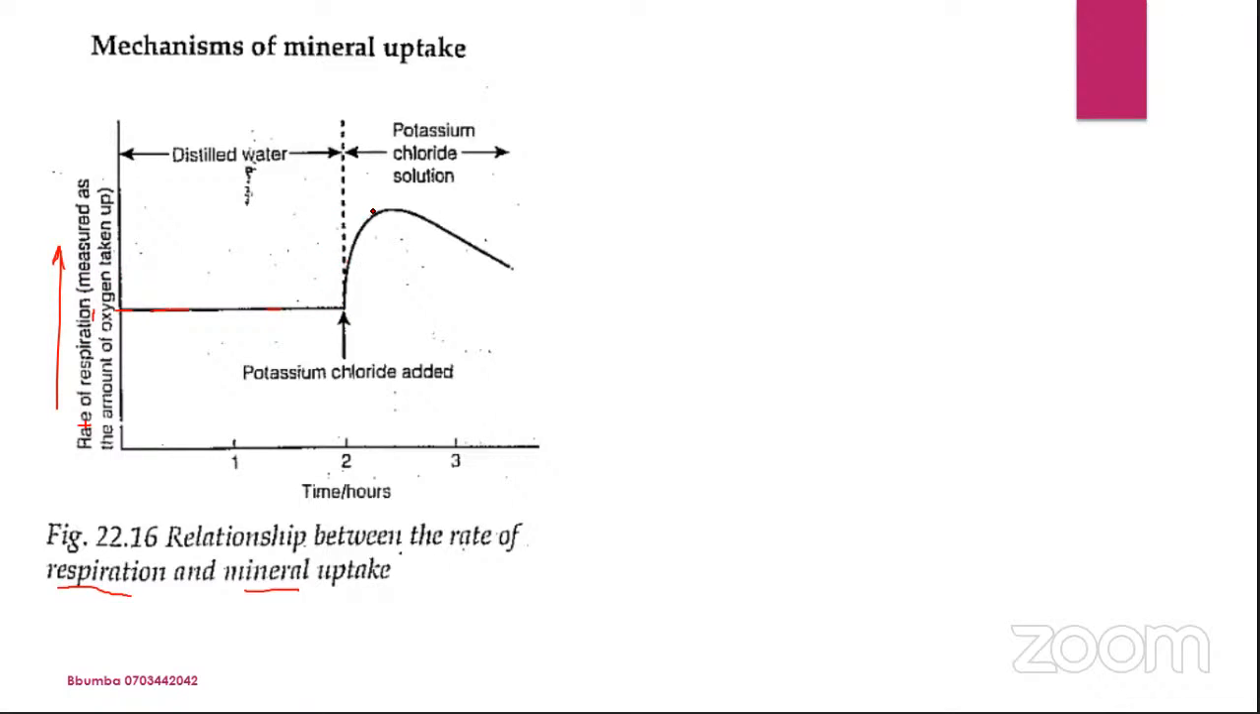And I'm asking, in potassium chloride solution, why is it that the rate of respiration increases? That is the rate of respiration. You guys should always take note of any word on the graph, because it is telling you that it is measured as the amount of oxygen taken up. Why is it that the amount of oxygen taken up increases rapidly when you've added potassium chloride solution?